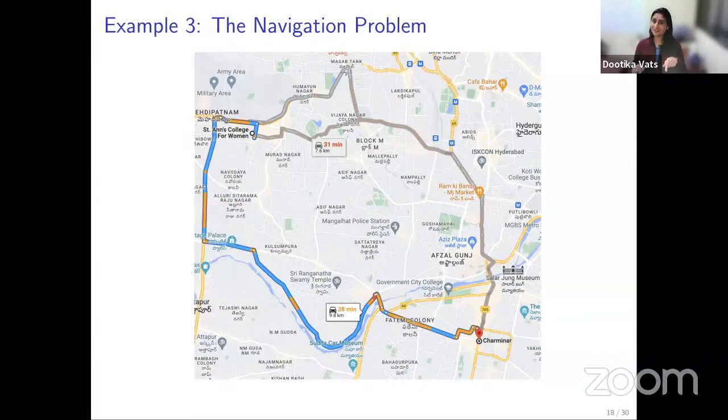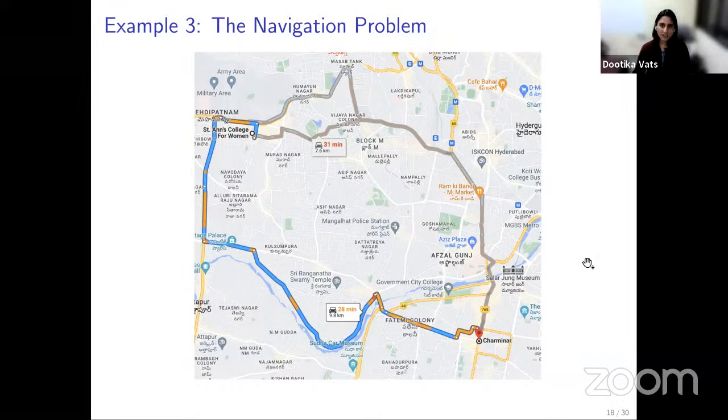It may also change the thing based on the time of day. So right now it says 20 minutes, but this one is 31 minutes. Maybe in the evening, this is much better than this one. So you have to figure out which of the three possible routes you should take. This is a navigation problem. So what do we do?